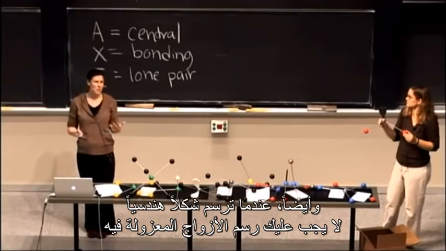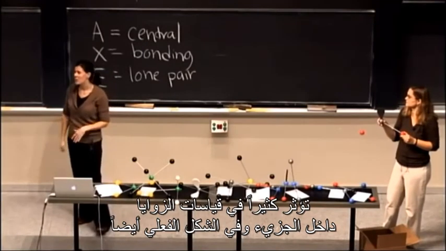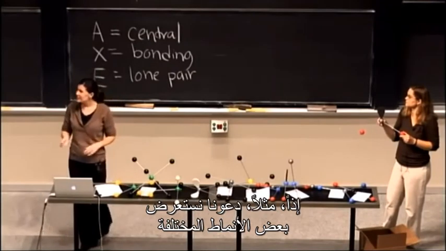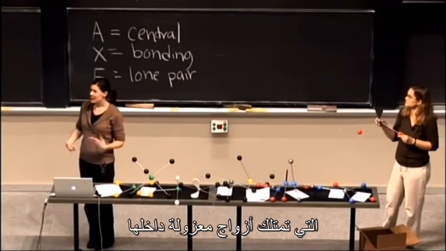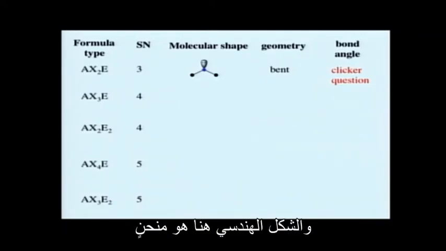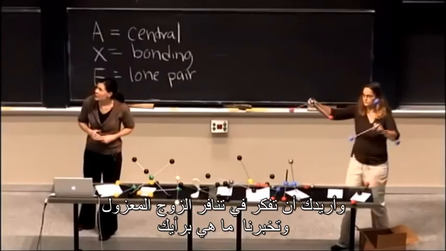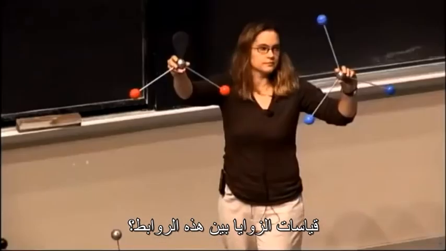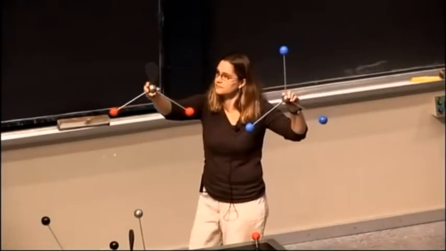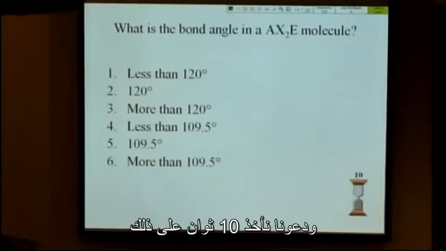And also when you draw a geometry, you don't always have to draw the lone pairs in, but you have to remember that the lone pairs are very much affecting the angles within your molecule and also the actual shape. So for example, let's start talking about different types that have lone pairs in it. First of all, thinking about AX2E. So we have one lone pair, and the geometry here is bent. And I want you, thinking about lone pair repulsion, to tell us what you think the angle between these bonds is going to be. And let's take 10 seconds on that.